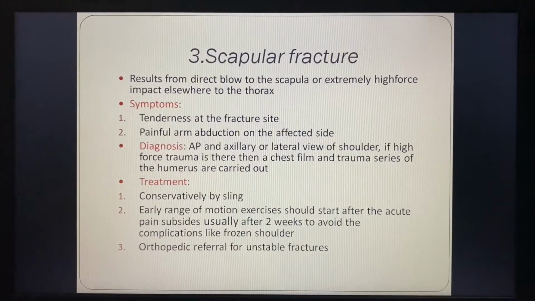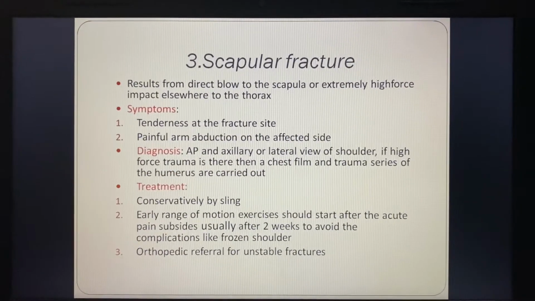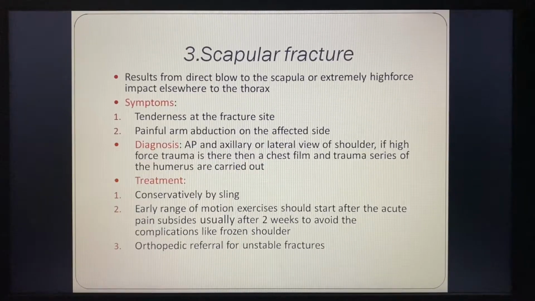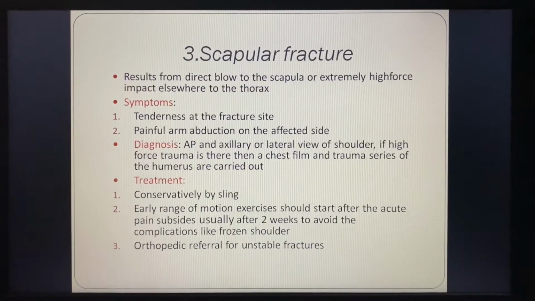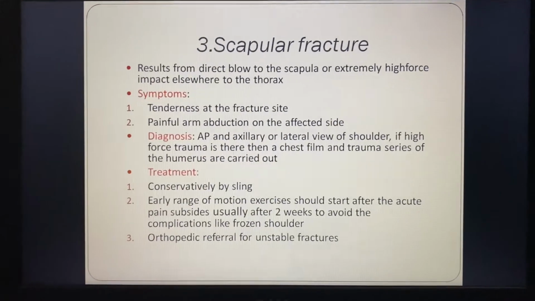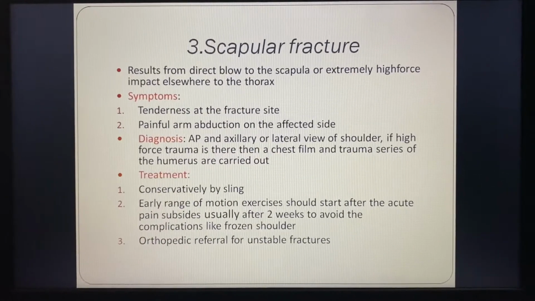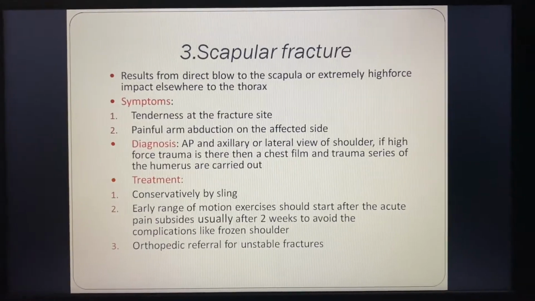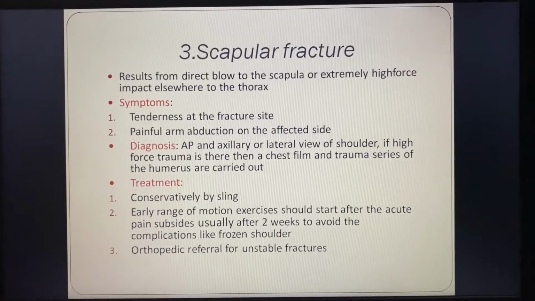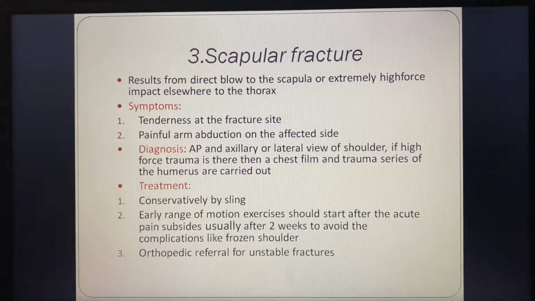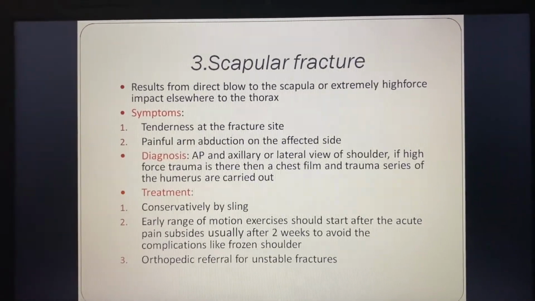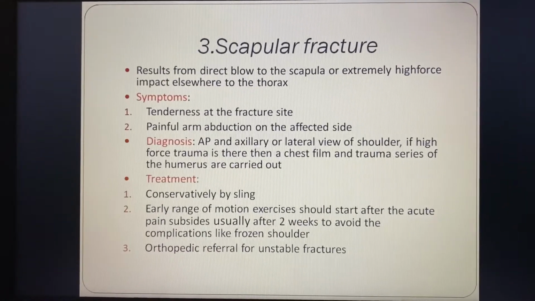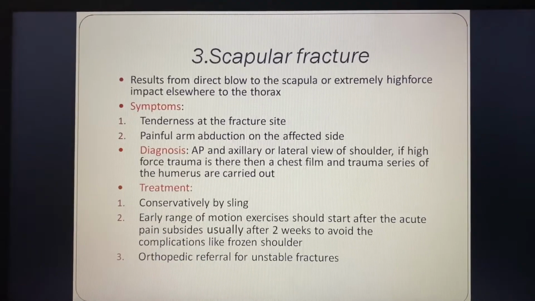Number 3 is a scapular fracture that can cause acute shoulder pain. It results from a direct blow to the scapula or an extremely high force impact elsewhere to the thorax. Symptoms: tenderness at the fracture site, painful arm abduction on the affected side. Diagnosis: AP and axillary or lateral view of the shoulder. If high force trauma is there, then a chest film and trauma series of the humerus are carried out. Treatment is conservative with a sling.